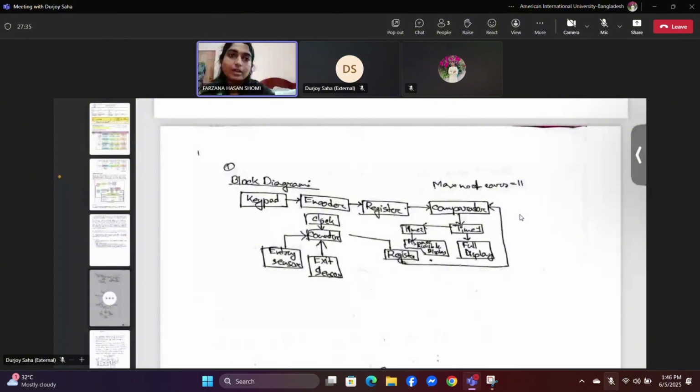Two timers are used. Timer 1 activates the full display when the lot is full. Timer 2 activates the space available display when parking is available. Flow diagram.